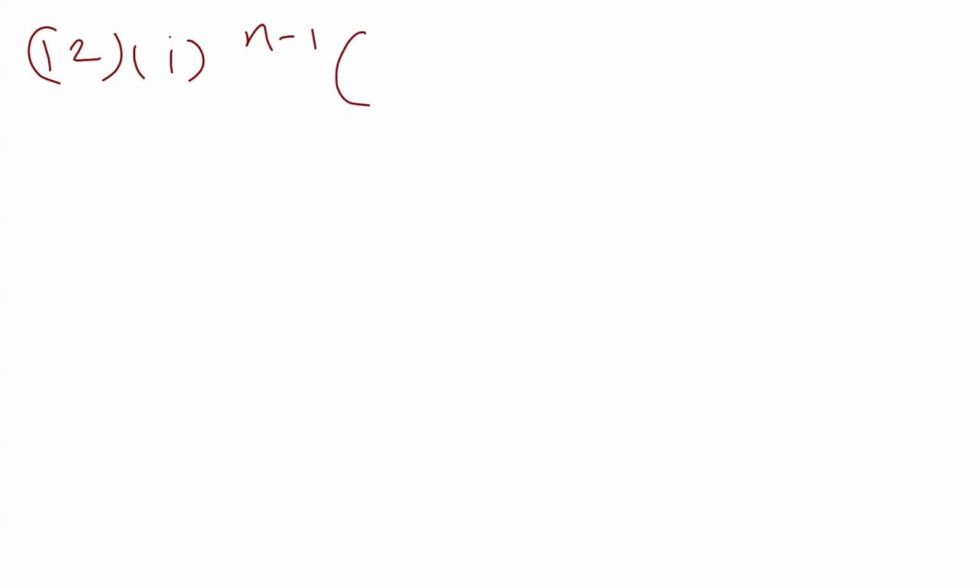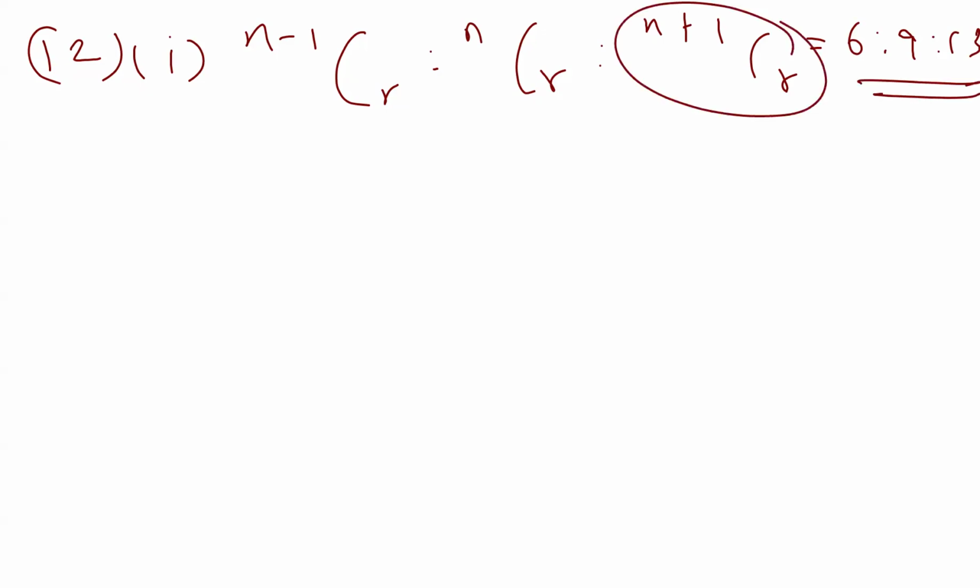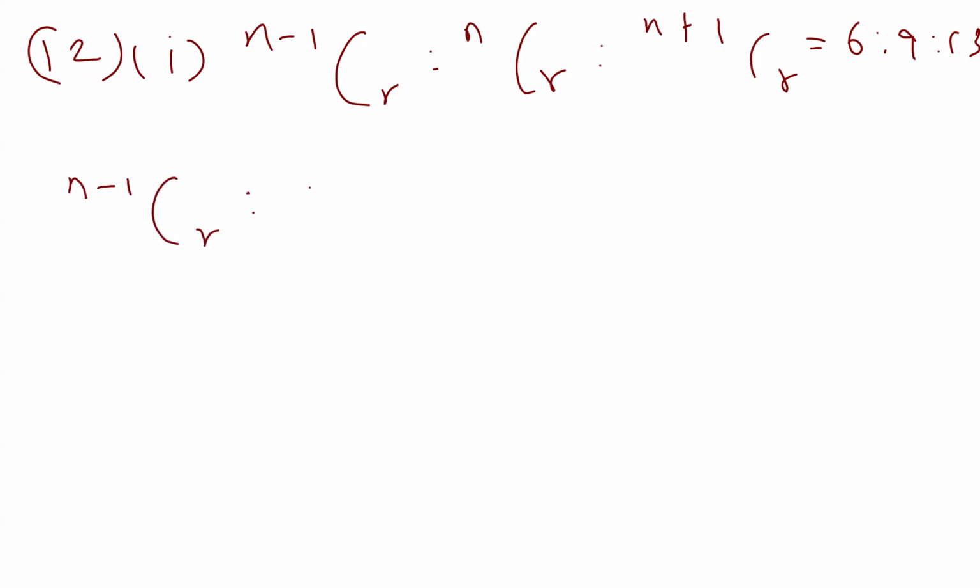(N minus 1)CR is to NCR is to (N plus 1)CR equal to 6 is to 9 is to 13. Okay, so this ratio is there, and maybe some corrections are needed that you can just make. We'll take two ratios at a time. (N minus 1)CR is to NCR is equal to 6 is to 9. Fine.